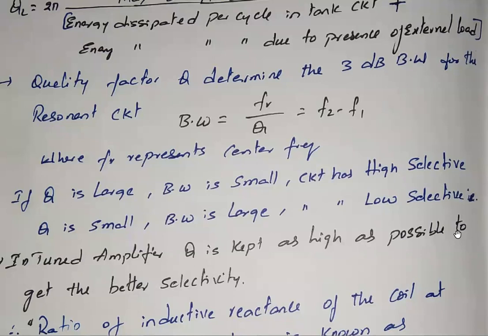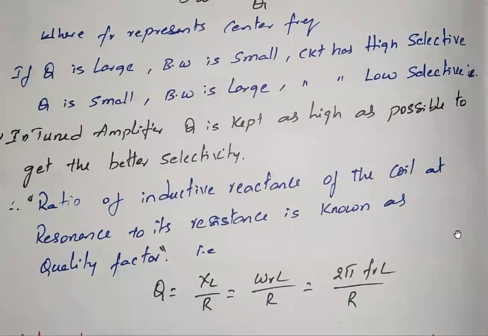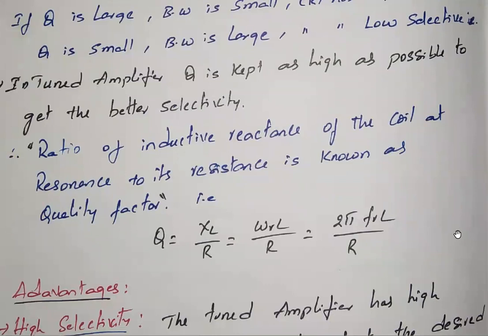When the circuit is designed with a tuned circuit for the lower frequencies, then the quality factor is very small. Okay, similarly the other relations for the quality factor: Q equals XL by R, omega L by R.